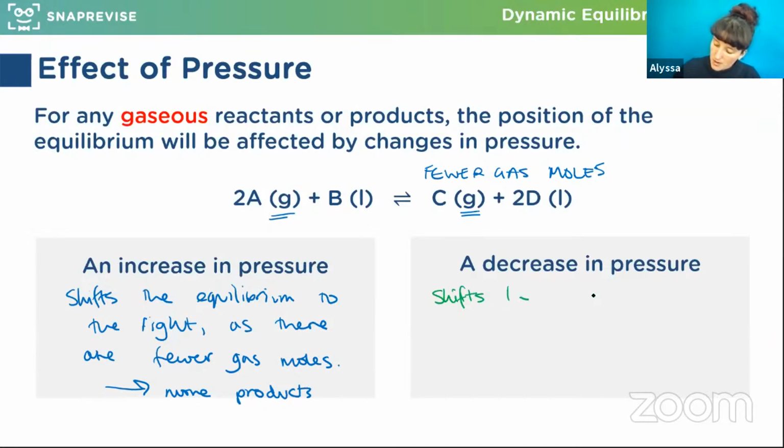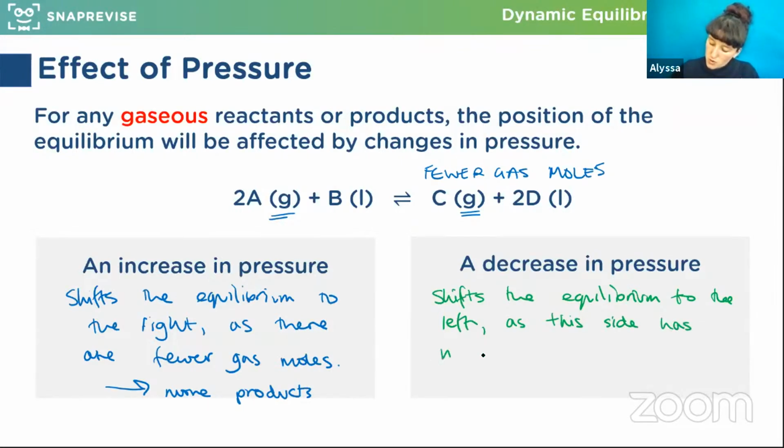the equilibrium to the left, as this is the side that has more gas moles. So in this case, we're going to produce more reactants. If we increase the pressure with this system, whatever this system is, then we will get more products. If we decrease the pressure, we will get more reactants. Good. Okay.